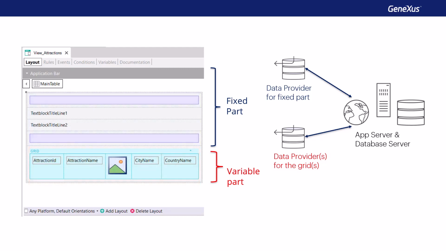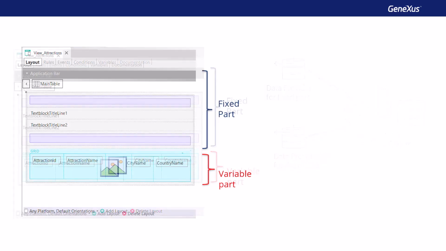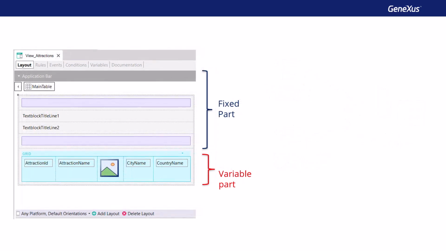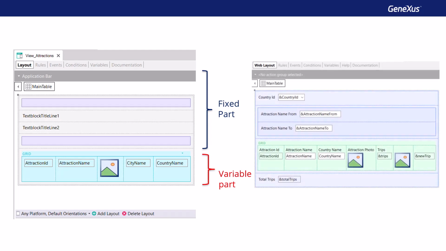It may happen that the fixed part has a base table and the grid doesn't, that the grid has a base table and the fixed part doesn't, that both parts have a base table, or that neither part has a base table. Remember that here panels work differently than web panels. In a web panel with a single grid, if there is a base table, the base table of the web panel is unique, and there aren't two separate base tables for the fixed part and the grid, as in the case of panels.